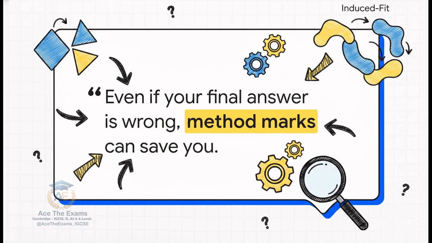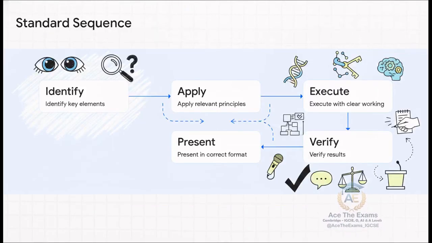Okay, listen to this direct quote straight from the Principal Examiner report. Even if your final answer is wrong, method marks can save you. Think about that. In just a moment, I'm going to share a specific examiner clue that completely shifts how you structure your answer. But first, you need the underlying framework that makes this clue incredibly obvious, especially when you're sweating under exam time pressure.